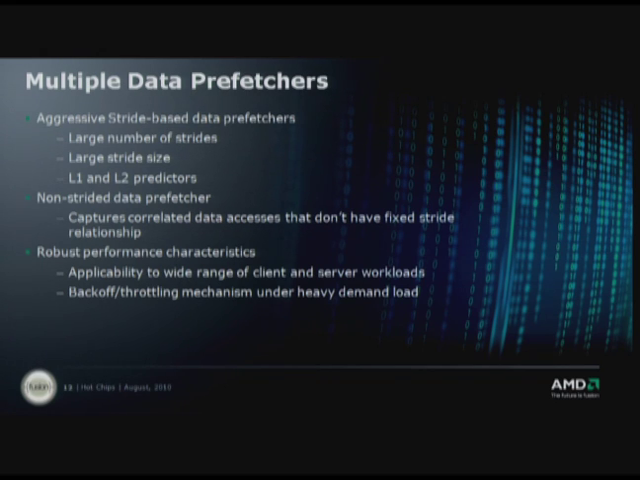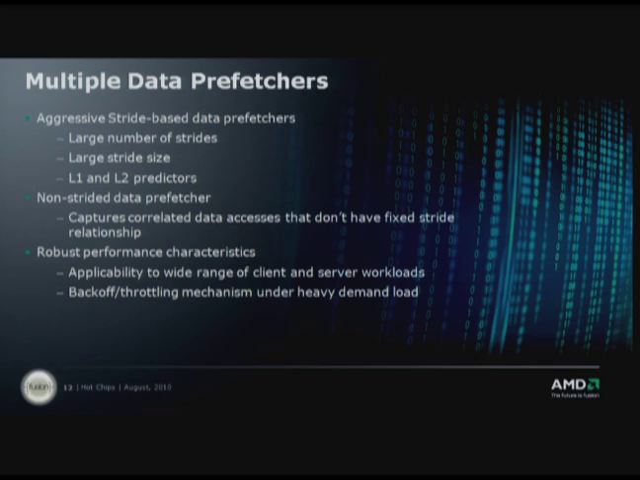On the data side, we made a similarly, or perhaps even more aggressive, investment in prefetching. We implemented a number of more conventional stride-based prefetchers, aggressively supporting the number of strides and the stride distance. We also implemented these at multiple levels in the hierarchy. So there's a stride prefetcher that resides in the level 1 dcache as well as in the level 2 dcache.